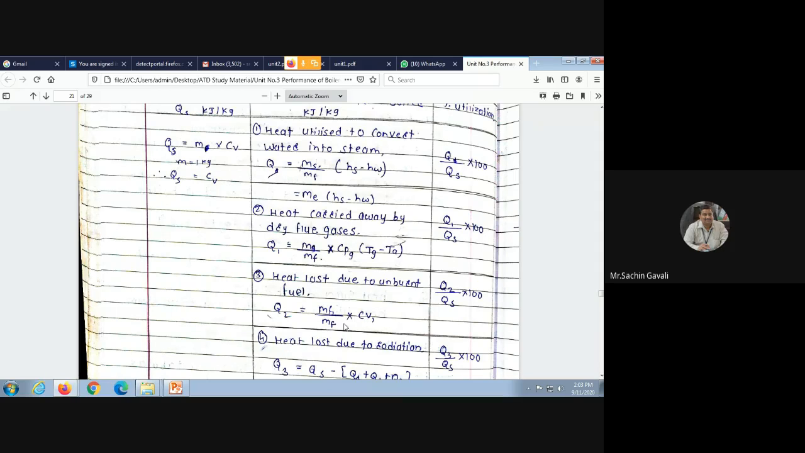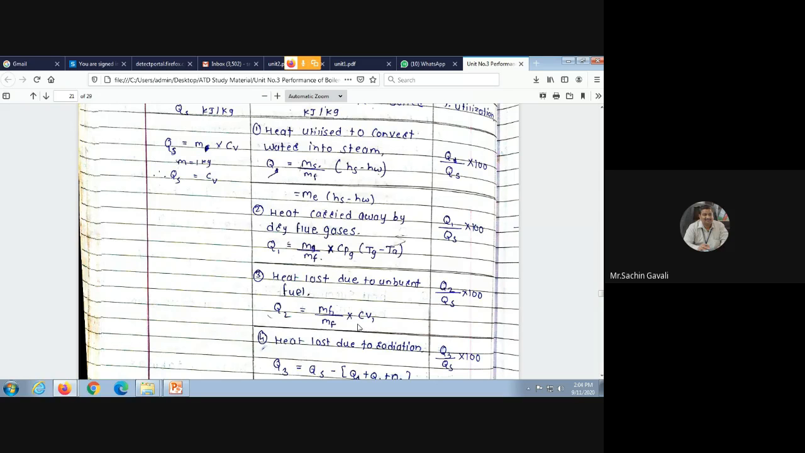MF1 into CV1. But in this case, MF1 should be divided by MF. Why? Because we want the mass of unburned fuel per kg of fuel. Therefore, MF1 should always be divided by MF, and multiplied by CV1, because that fuel, when it remains unburned, has some calorific value. That calorific value, that heat, is not utilized by the water to convert it into steam. So Q2 is equal to MF1 divided by MF into CV1.